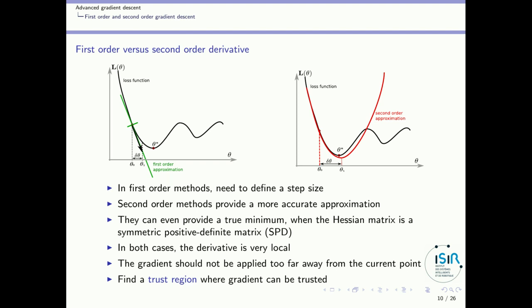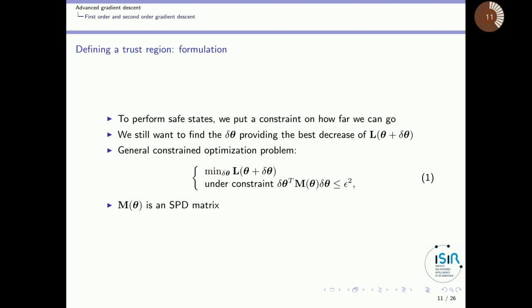So the gradient step using these functions should not be applied too far away from the current point. That's why we will define a trust region where the gradient can be trusted. If you are too far away from the current point, then we should not trust the gradient, and that's what we want to deal with. Okay, so how can we define a trust region? The general idea is to add a constraint on the distance between the current point and something. Okay, so if we want to perform safe steps, we put the constraints on how far we can go from the current point.